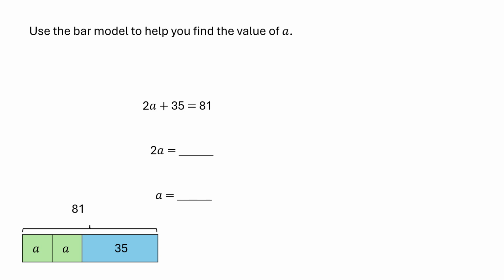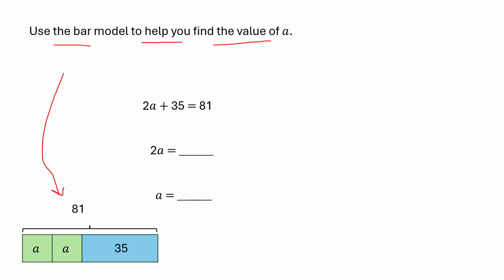Okay, in this video, we are asked to use the bar model, which is at the bottom of it for anyone that can't see, to help you find the value of A. So we've got 2A plus 35 equals 81.